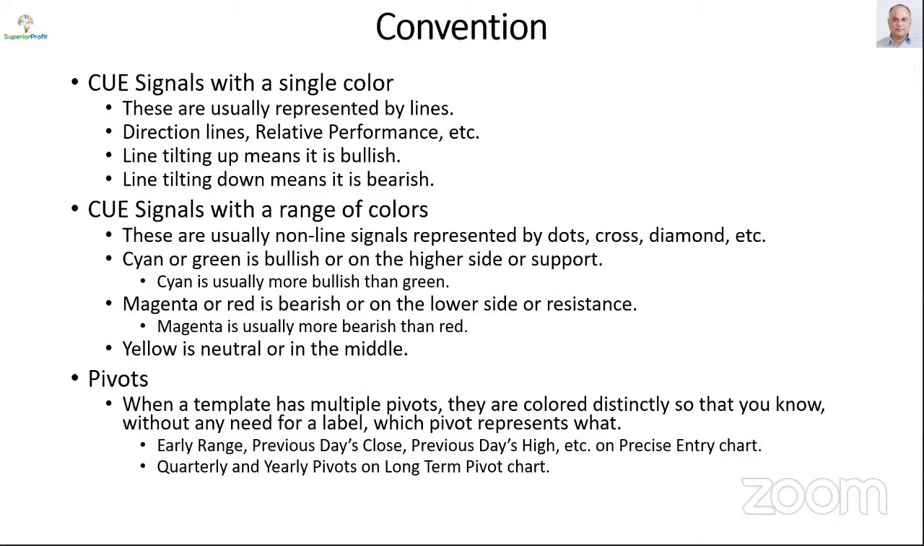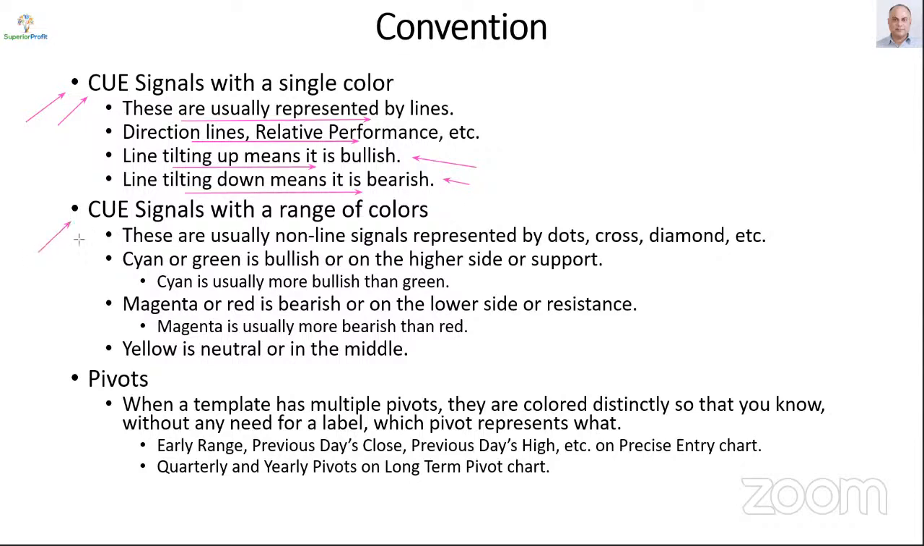Convention. Q signals are of two styles. Some signals are with a single color. They are usually represented by lines like direction lines, relative performance, etc. If it is a line indicator, then line tilting up means it is bullish. Line tilting down means it is bearish. If it is a line indicator, then it is a single color indicator, and the color itself may not say it is bullish or bearish. It's looking at the line tilting up or tilting down that we know the line indicator is bullish or bearish.